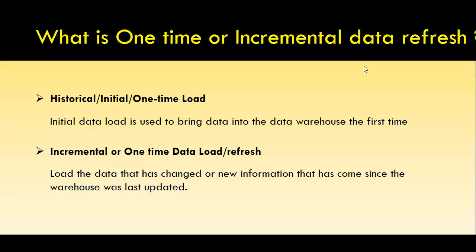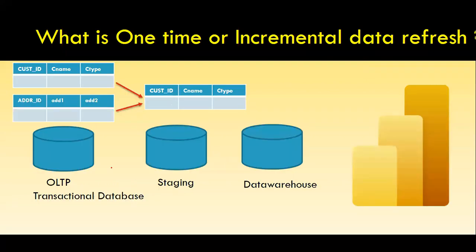Okay, first we will understand what is one-time data refresh and incremental data refresh. There are two types. One is the one-time, the other one is incremental data refresh. For example, today is 15th Feb. So let's say everything is ready here. You have the data warehouse and you have the source system.